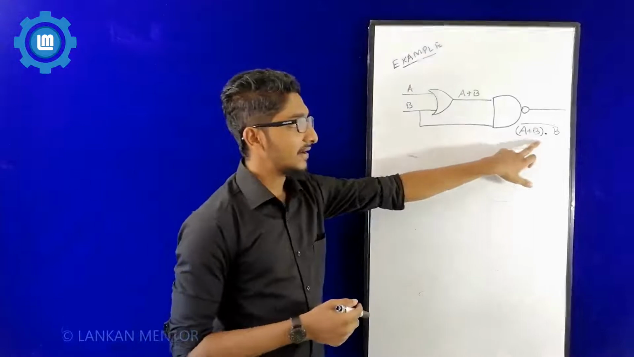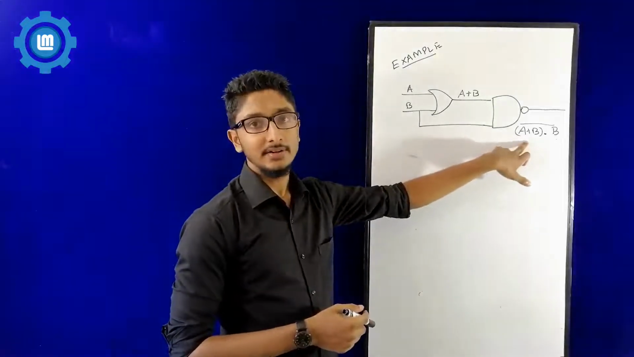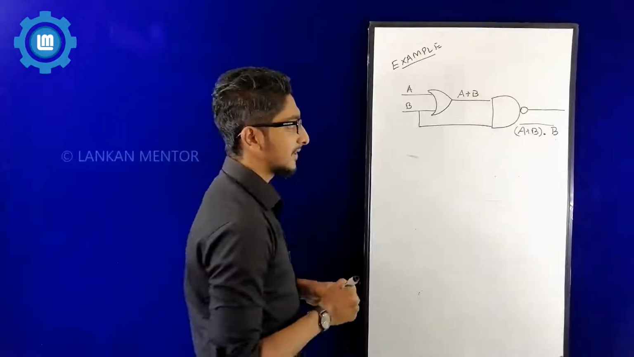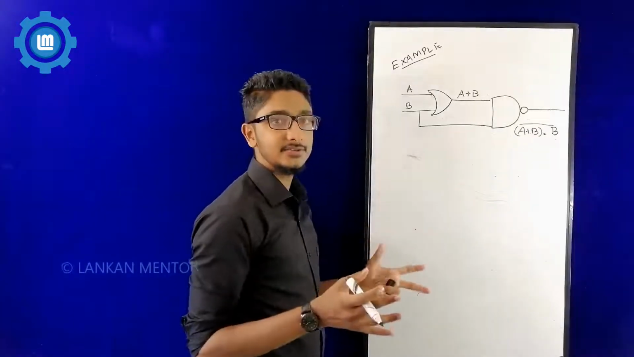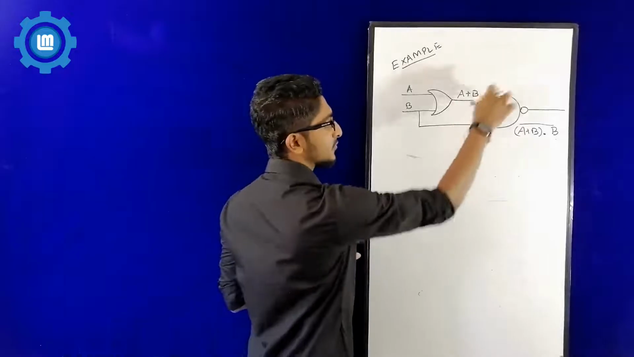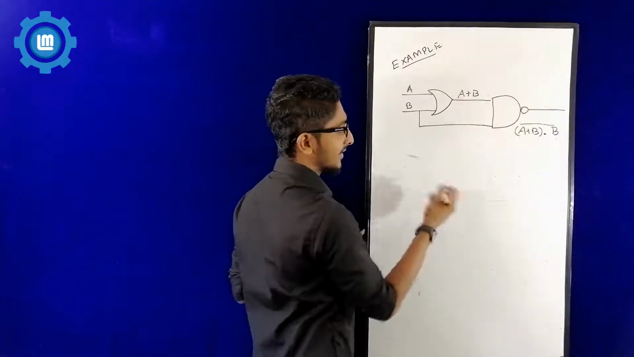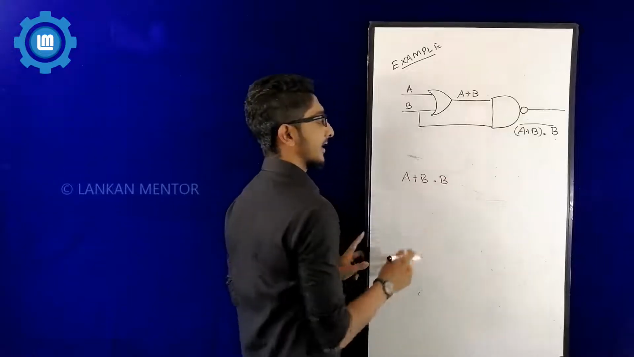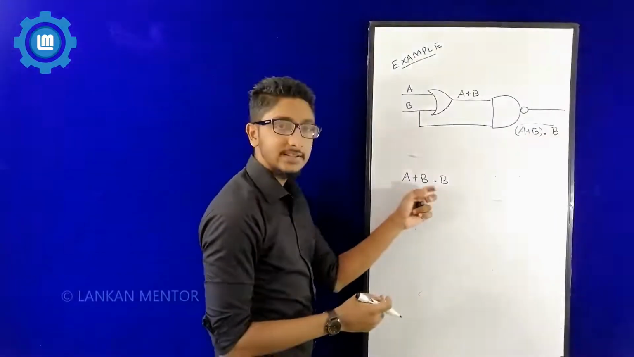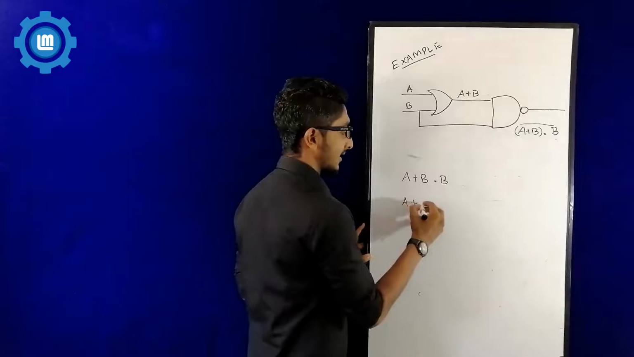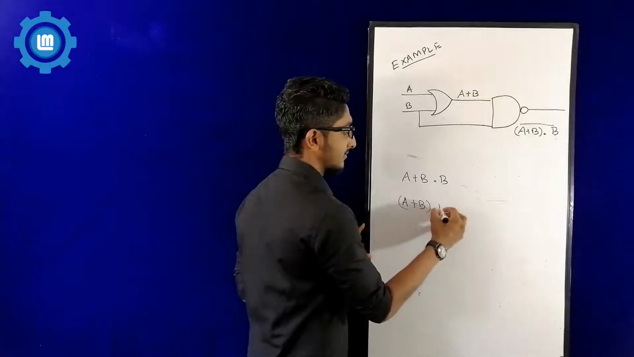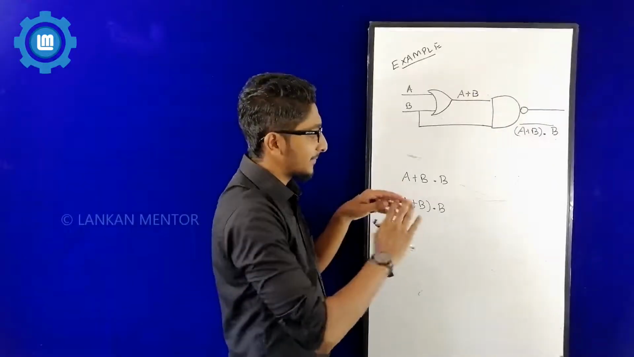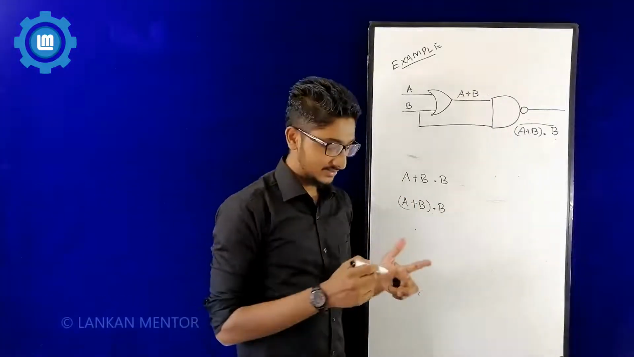And why have I put some bracket over here? A plus B dot B. That is to separate it, to show it separately. Now A plus B is one input and B is the other input. Now A plus B dot B. See, rather than this, A plus B into B is more meaningful, right? That is why I have separated it using brackets.